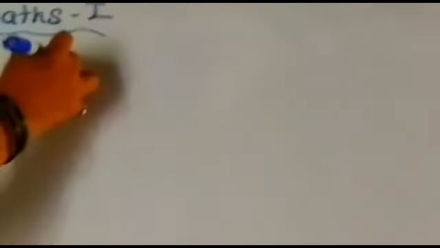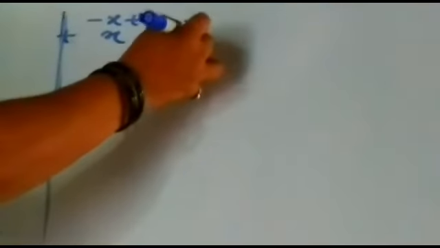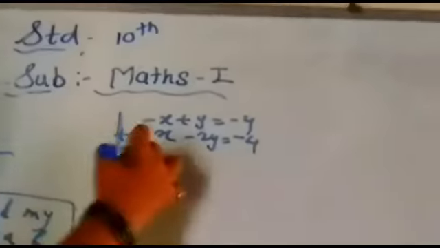Then by adding both of these two equations, equation 1 and 2, we get: equation first is minus x plus y is equal to minus 4, plus x minus 2y is equal to minus 4. In that, x gets cancelled, then the remaining is minus y is equal to minus 8. Therefore y is equal to 8. Here we get the value of y is equal to 8.